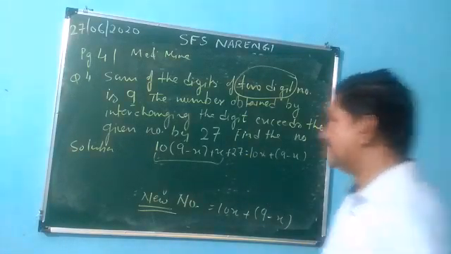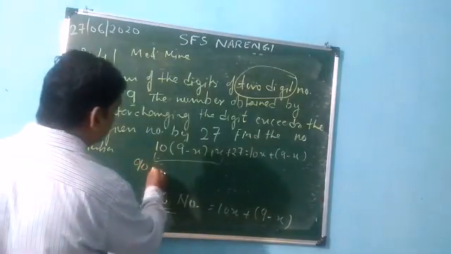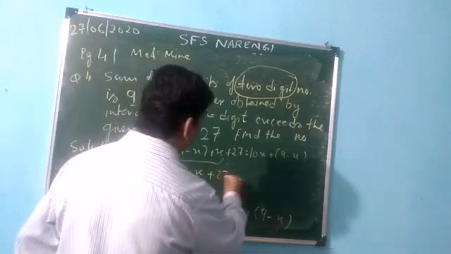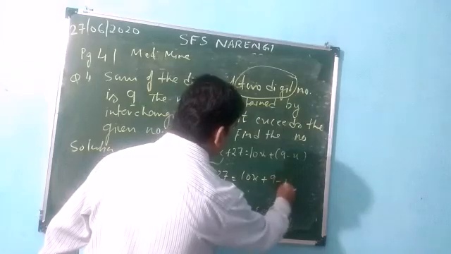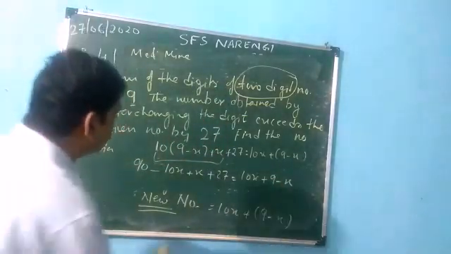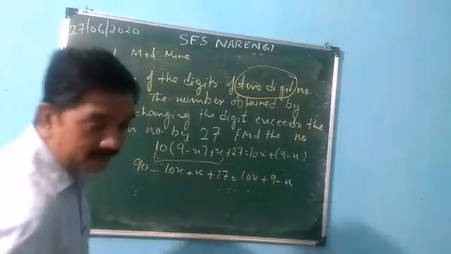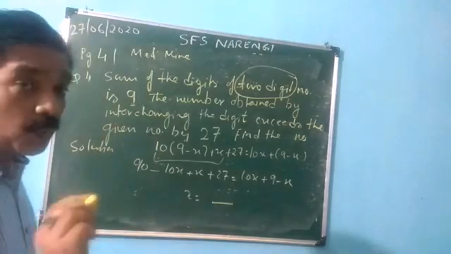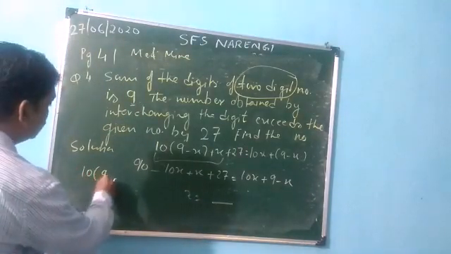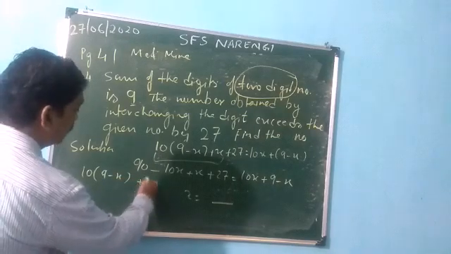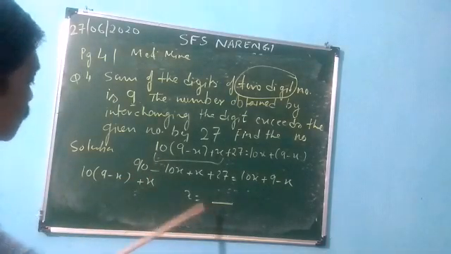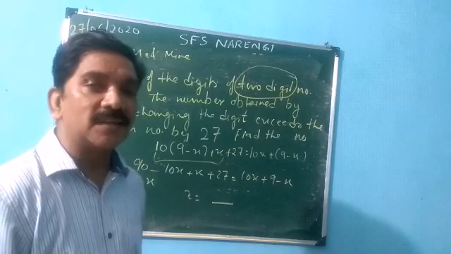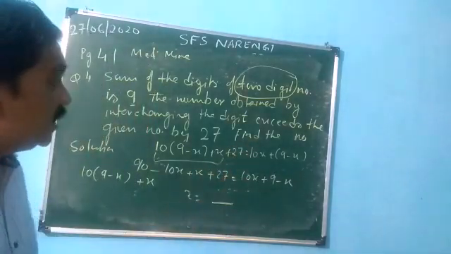Then you solve the equation: 10(9 minus x) plus x plus 27 equals 10x plus 9 minus x. After this I will not solve, you will solve. Get the value of x. Once you get the value of x, put it in the given number, 10(9 minus x) plus x, simplify, and you will get the original number. Clear? This part you do yourself.